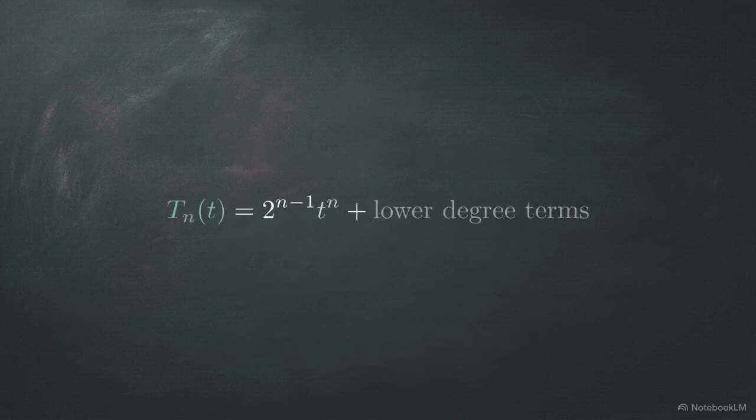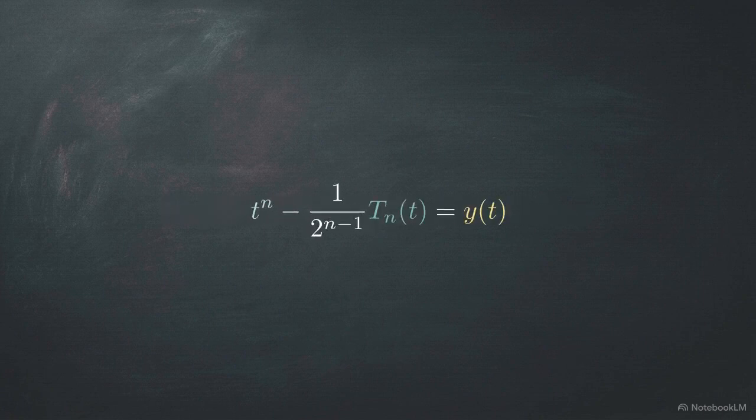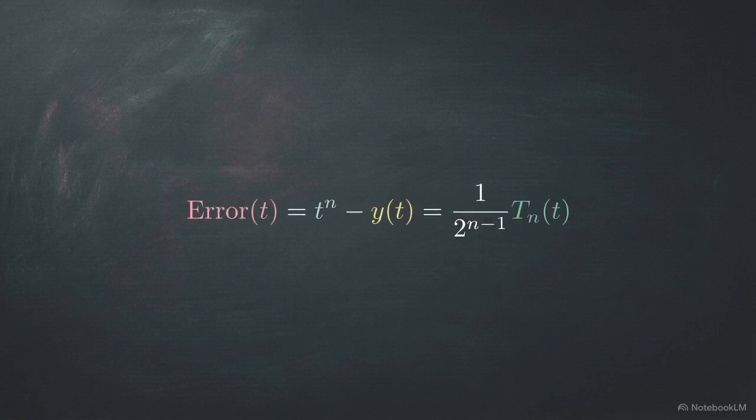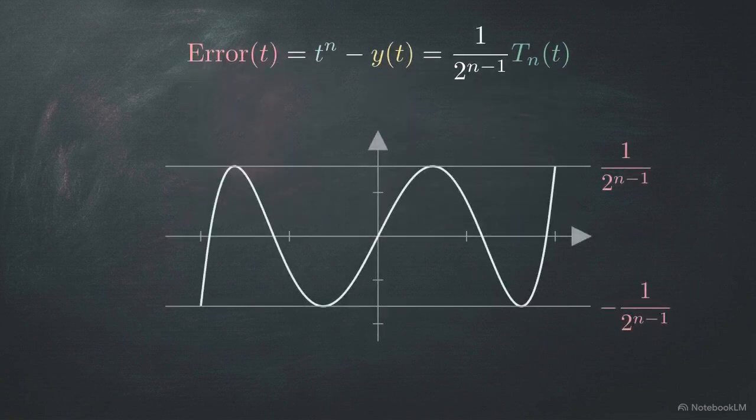We can rearrange the Chebyshev polynomial to isolate the t to the n term. By subtracting a scaled version of the Chebyshev polynomial, we are left with a lower degree polynomial, y of t. The resulting error is exactly 1 over 2 to the n minus 1. Because this error term is a scaled Chebyshev polynomial, it alternates perfectly, proving we have found the unique best approximation.